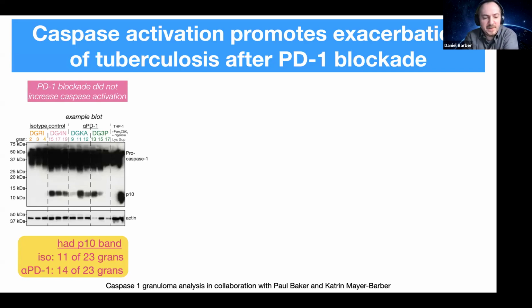So we did 23 granulomas from each group, and really there wasn't any difference in the percentage of granulomas that had a detectable P10 band. So 11 of 23 for isotype control and 14 of 23. So we didn't increase inflammasome activation with PD-1 blockade. I wouldn't have expected that we did, because we're talking about a T-cell inhibitory receptor. There isn't an obvious link to it activating the inflammasome.